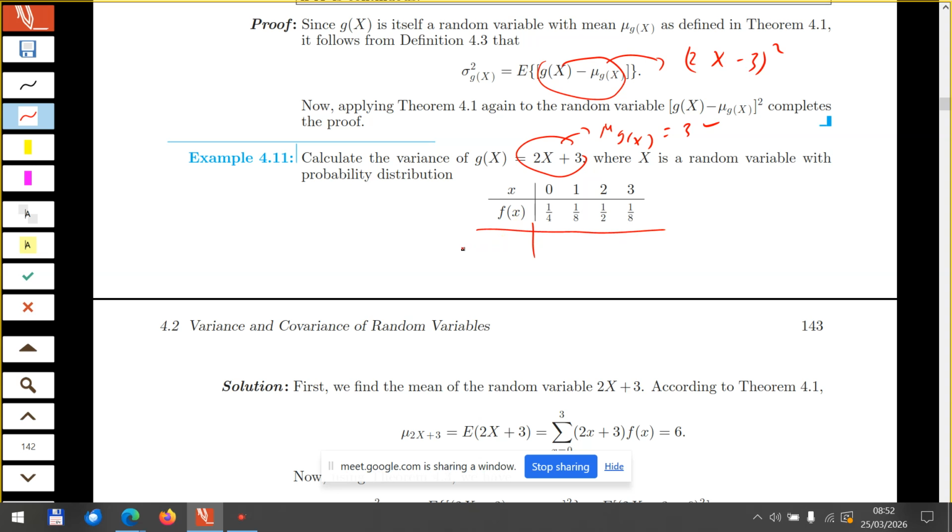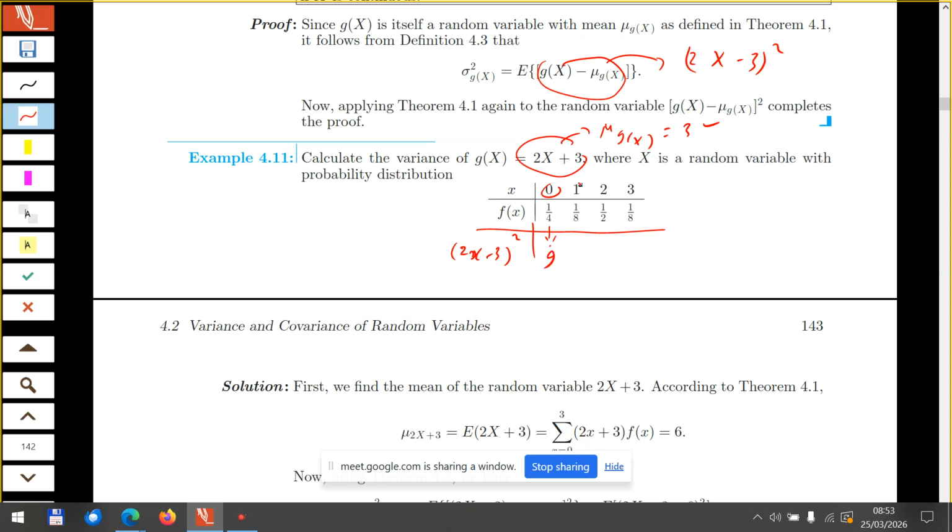for 2x minus 3 whole squared. And this time I'll replace capital X with small x. So you can now compute each one of them. So just to make sure you know what you are doing, what should I write here in the first entry? 2 times 0, right? Minus 3, which is minus 3, and minus 3 squared is 9.